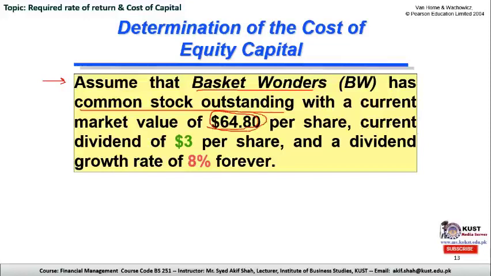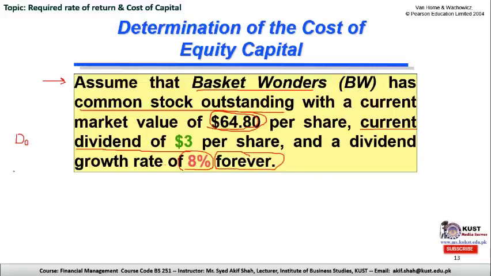And the current dividend, you have to notice the narration in the question very carefully. The current dividend is $3 per share. It means this is our D naught. This is not our D1. So we have to find out D1 with the help of its formula. Next, a dividend growth rate of 8% forever. This forever means that this is a constant growth model up to infinity.